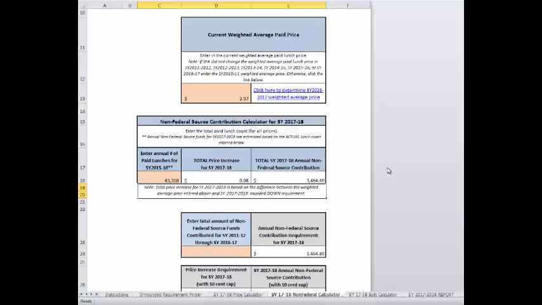If we scroll down a little bit, we can also see the number of meals, the number of paid lunches the sponsor served in the previous school year, 15-16. If we multiply that number by the amount of the increase needed to satisfy next year's price requirement, we can see that this sponsor would need to contribute $3,464.80 in non-federal funds to its nonprofit food service account to satisfy the PLE requirement.